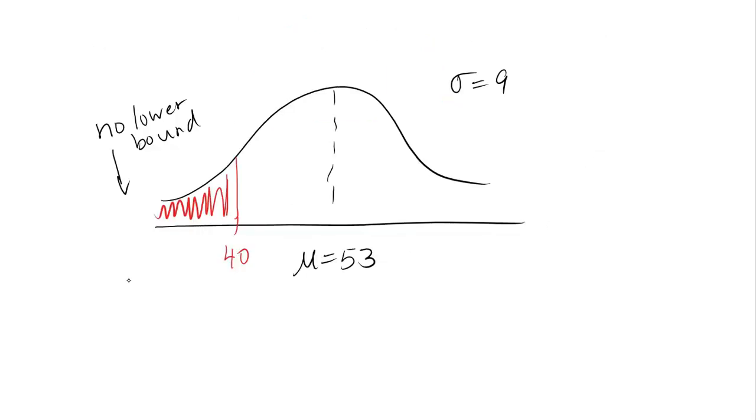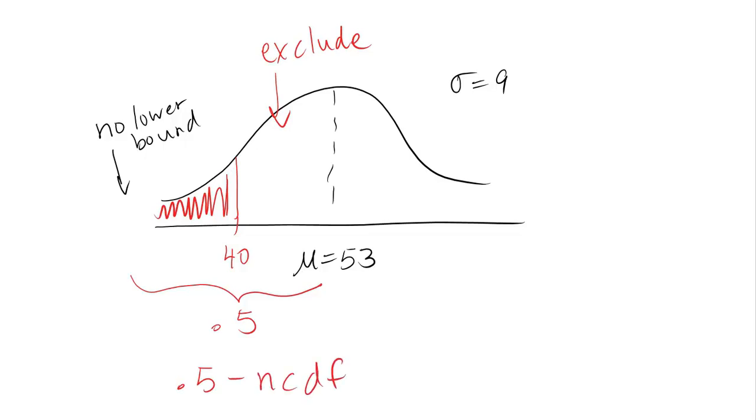Or you can just think it through. I want to exclude this part right here. So I'm going to subtract that area away from 0.5. And the beautiful thing about the area that I'm excluding is that it has a lower bound, it starts at 40, and it has an upper bound, it stops at the mean. The mean always goes in the third spot, the standard deviation always goes on the last spot.